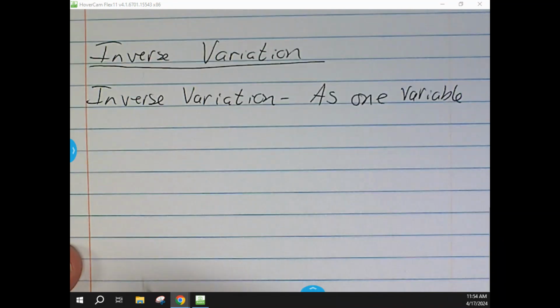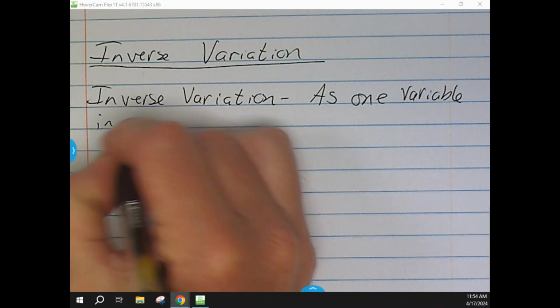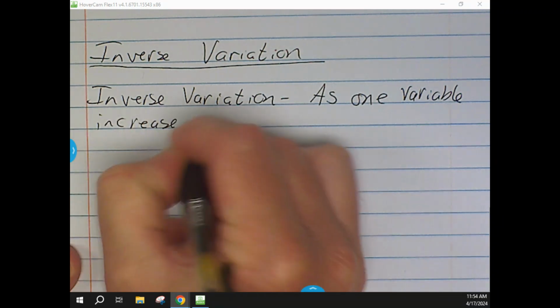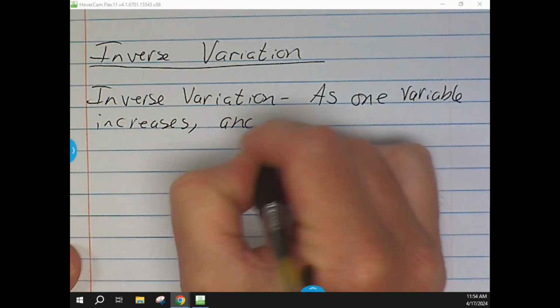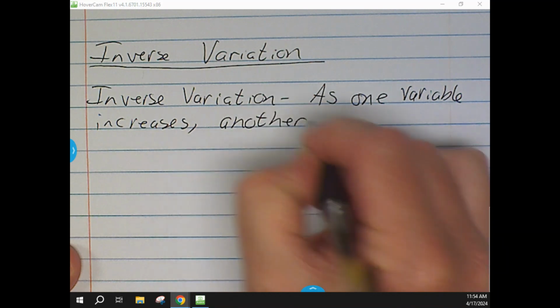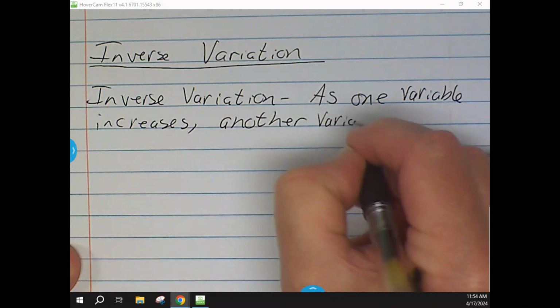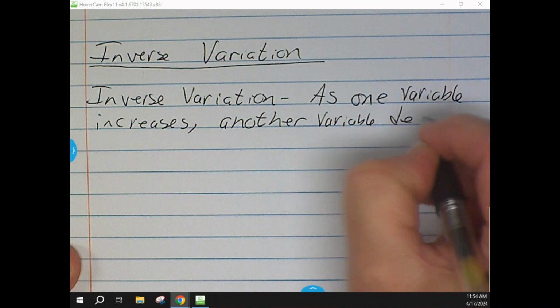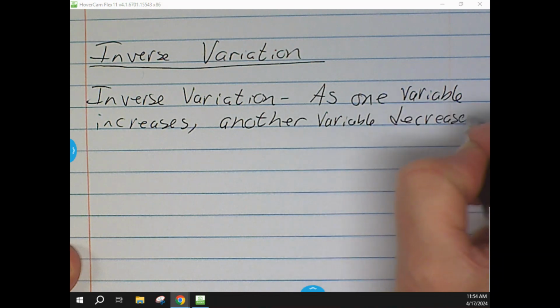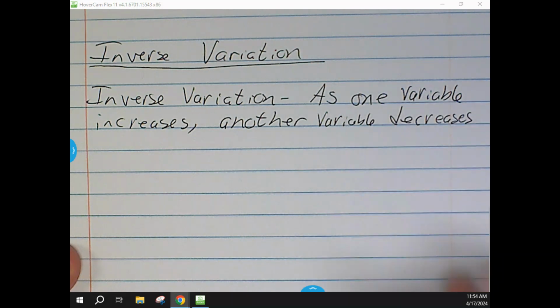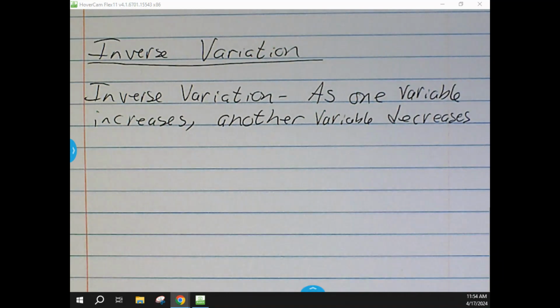So for inverse variation, as one variable increases, another variable decreases. So direct variation, both of them go the same direction. Inverse variation, the inverse is like opposite, reciprocal, if you want to think about it that way. So if you got one that gets bigger, the other one gets smaller. They kind of go back and forth on those.